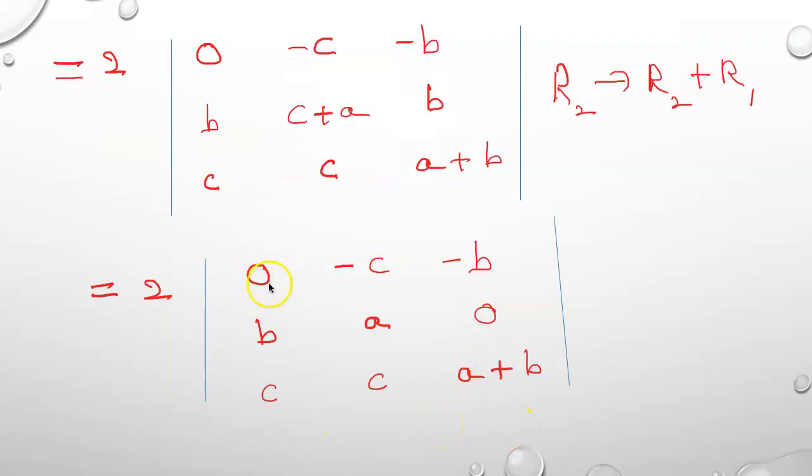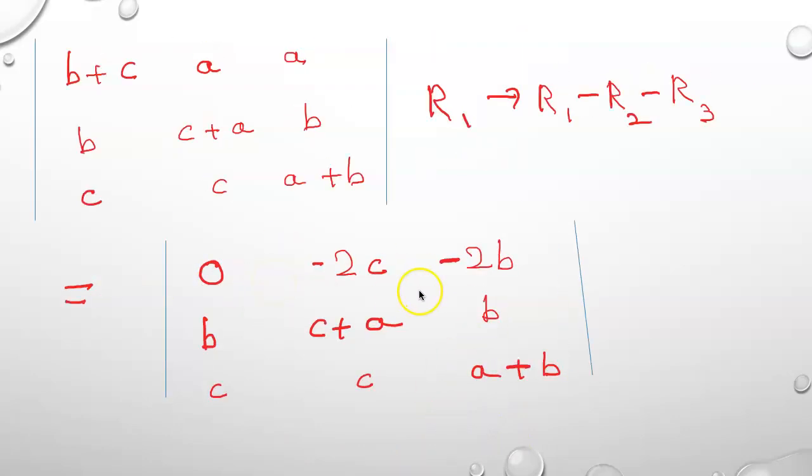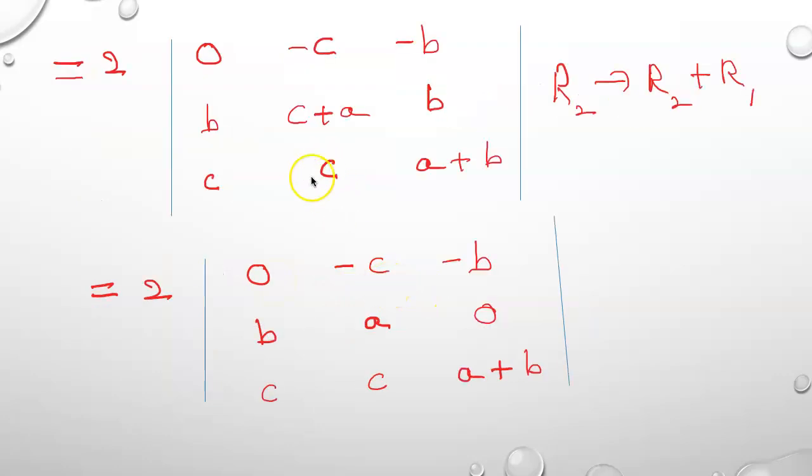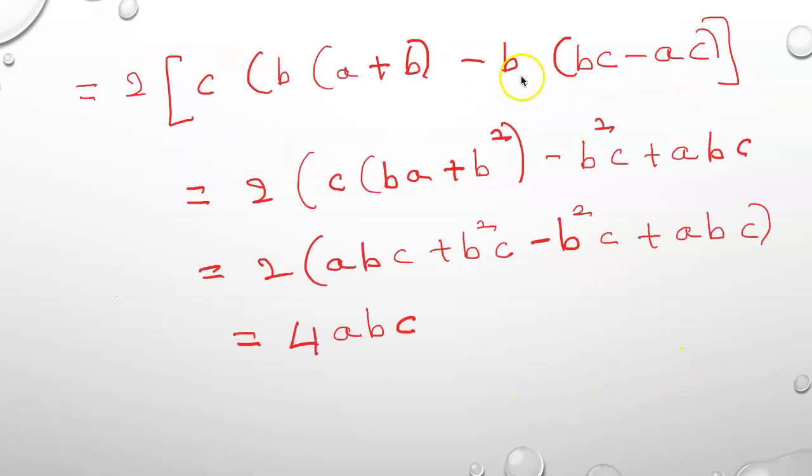Now, if we can take out the 2, we take out the 2 from which row? The second row. So you get 2, 0, minus C, minus B, B, C plus A, B, C, C, A plus B. Now, if I do R2 plus R1, we get B, A and 0. Basically, we're trying to get at least 2 zeros before we can expand. So when you expand this, you get the answer as 4ABC.